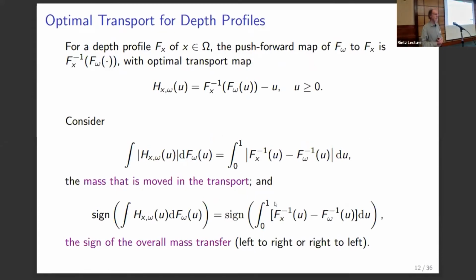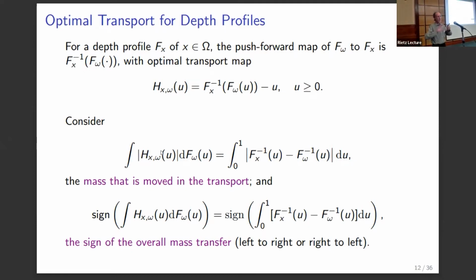And now, since these are one-dimensional distributions, optimal transport is very easy, right? Because there is nothing to compute really. The push-forward map from a distribution F omega to any other F x is just the probability transform given here. And you have optimal transport maps, which are also very simple. They are defined here.